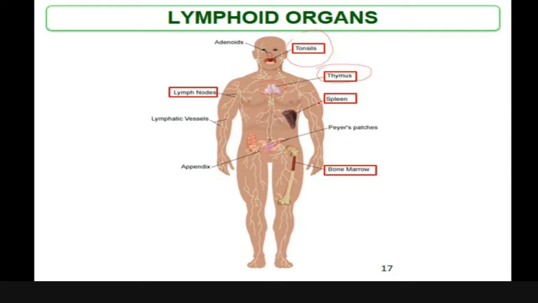Then we have spleen. Spleen is considered as the largest lymphoid organ. We have bone marrow, also important. This is where our white blood cell or blood itself, kita punya blood lah, red and white, produced in bone marrow. Then appendix and Peyer's patches.